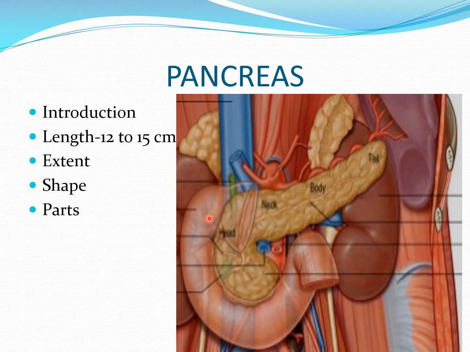So this is the duodenum. Here is the location of the head of the pancreas. Here is the hilum of the spleen, and here is the location of the tail of the pancreas. Posteriorly, there is the right kidney on the right side and the left kidney on the left side. Here is the inferior vena cava, and these are the four parts of the pancreas.